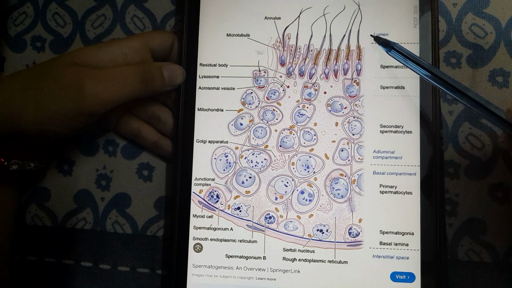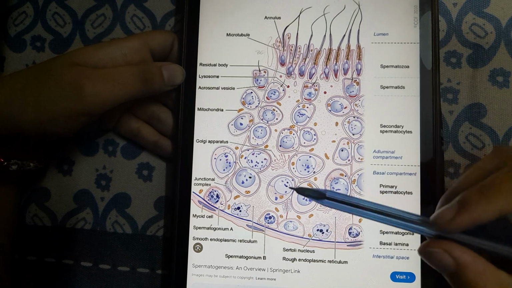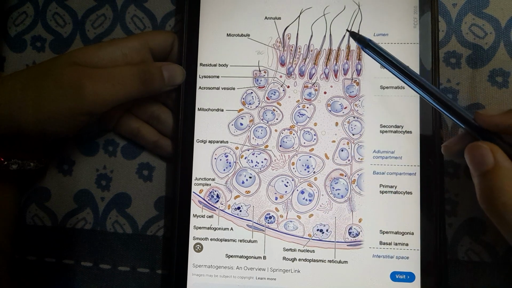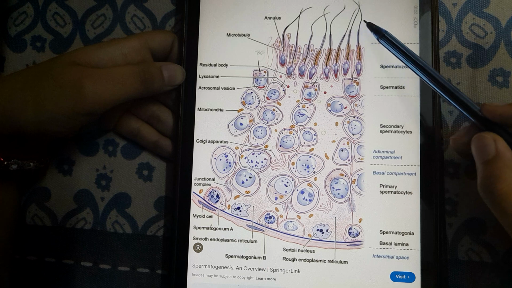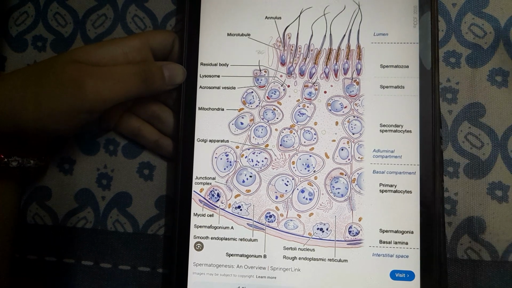Now they will go to the lumen, and from the lumen, due to the presence of the myoid cells, which give a force to push them to the lumen, they then move through the whole pathway, the straight tubules, the rete testis, and all that.